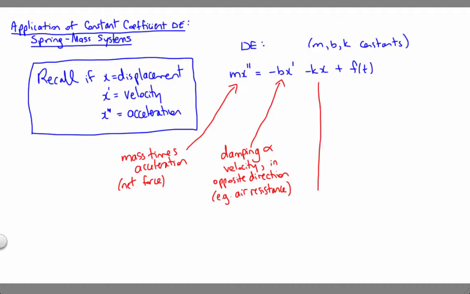All right, let's next move to this negative kx term. This might be familiar to you from Hooke's law. So this is the restoring force exerted by the spring. And that acts in the opposite direction of displacement. So symbolically, x is our displacement here, k is what's called the spring constant, and the negative is indicating that this force is acting in the opposite direction of displacement.